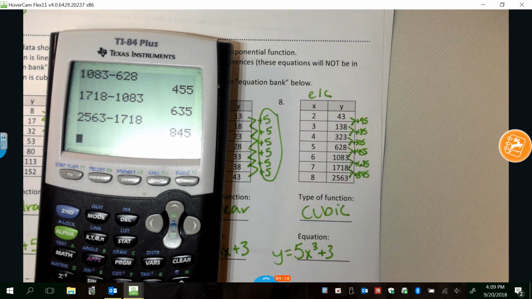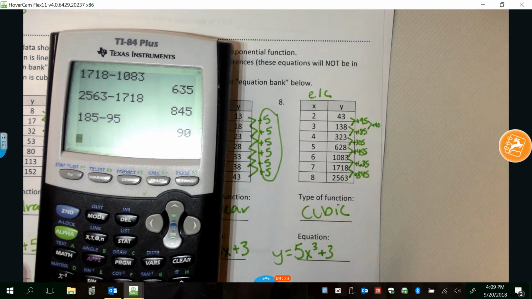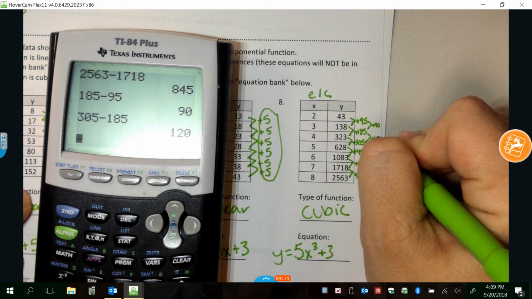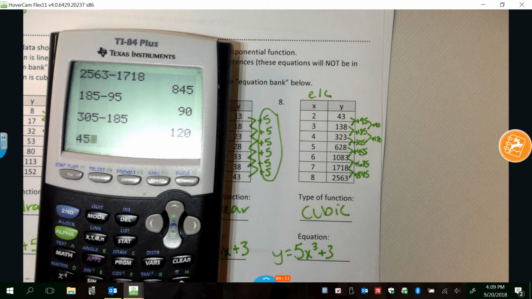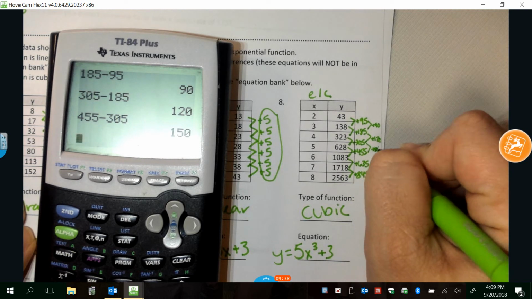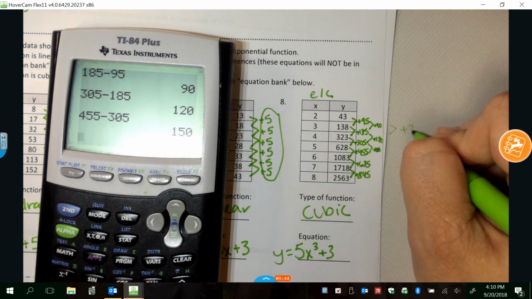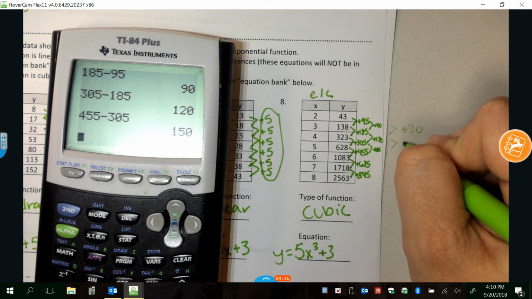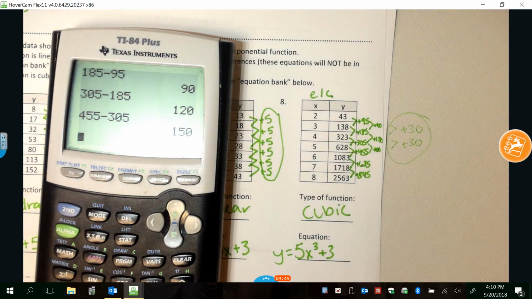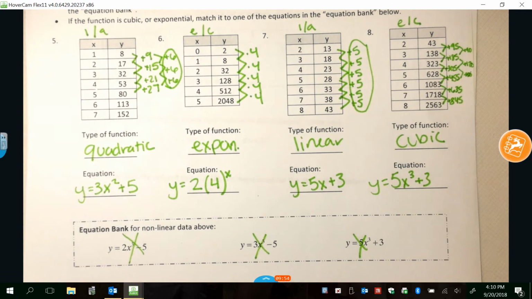So now we go back. 185 minus 95, this is plus 90. 305 minus 185, plus 120. 455 minus 305, it's 150. So what I want you to realize is now, I know I'm about to write on my table, this is plus 30, plus 30. So right away my third difference is matching. Okay. Let's keep going.